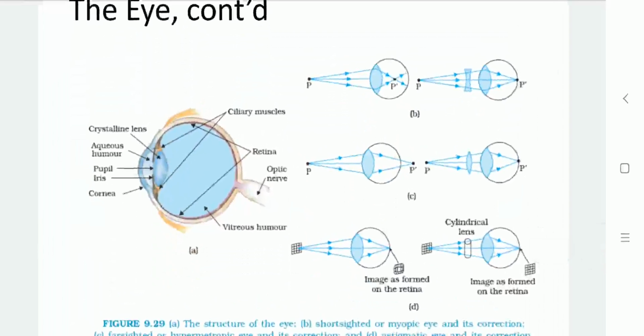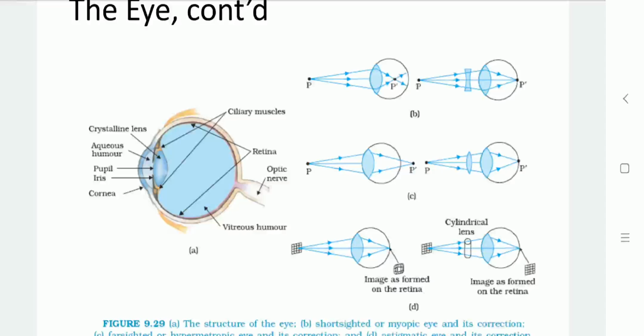Here, diagram A shows the structure of the eye. Light enters the eye through the curved front surface, that is the cornea. That light passes through the pupil, the center hole in the iris. The size of the pupil can change under the control of muscles. This light is further focused by the eye lens onto the retina.